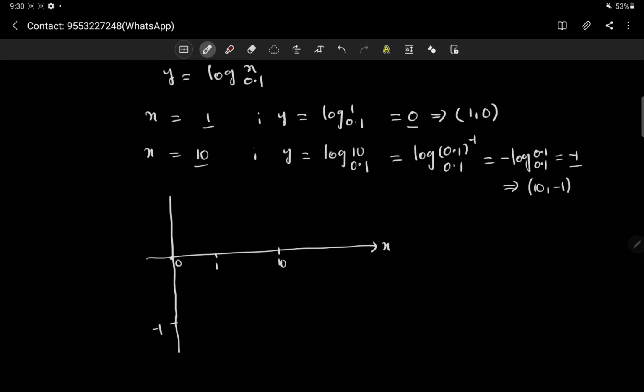Okay, so what is the first point? 1 comma 0. And the next one is 10 comma -1, that point will be here, right? So joining all those points, you can have a graph like this. This is the graph of y is equal to log x base a when base is less than 1. So when base is less than 1, you got it as a decreasing function. You see, this is a decreasing function.